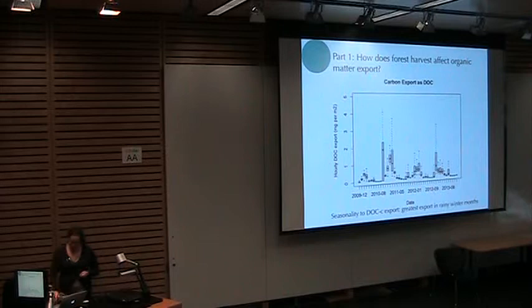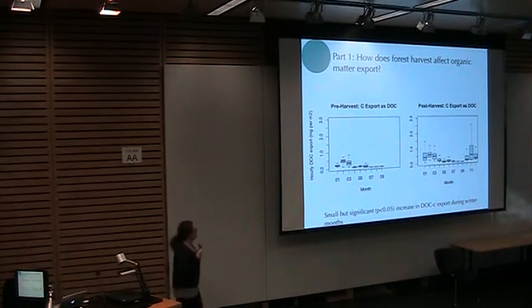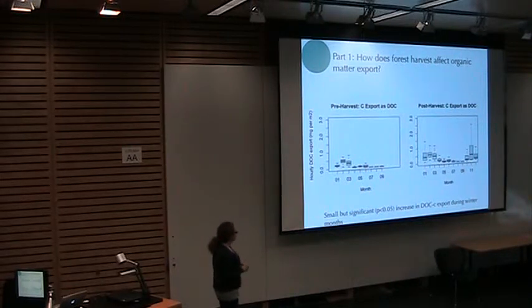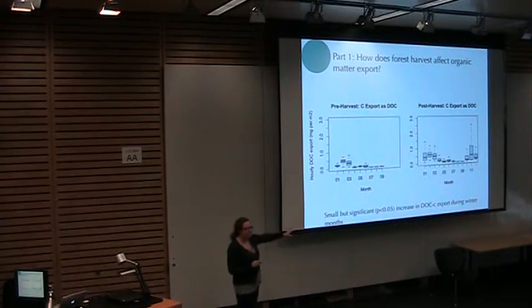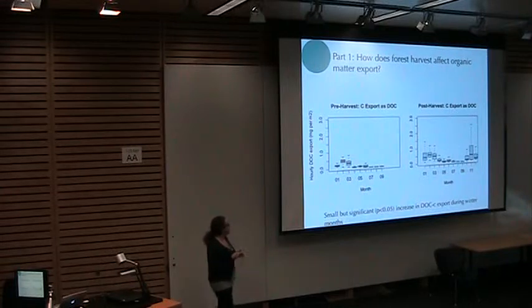Now, if we compare the pre-harvest to the post-harvest period in terms of the hourly mean carbon that's being exported, we can see a small but significant increase in the DOC carbon that's exported during the winter months, noting that we are missing some of the winter months for the pre-period. So the winter months would be here and here for the post. There wasn't a significant increase in the amount of carbon, or DOC, exported during the dry summer months.